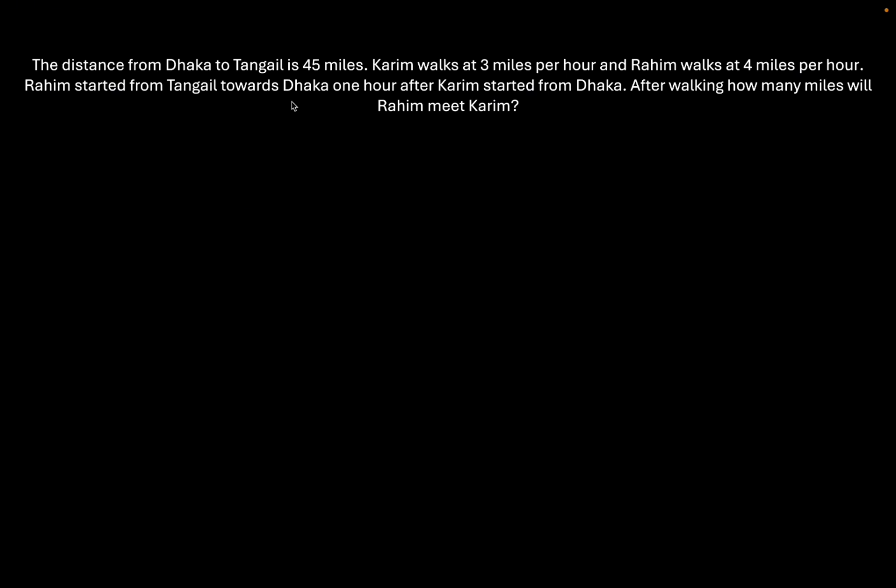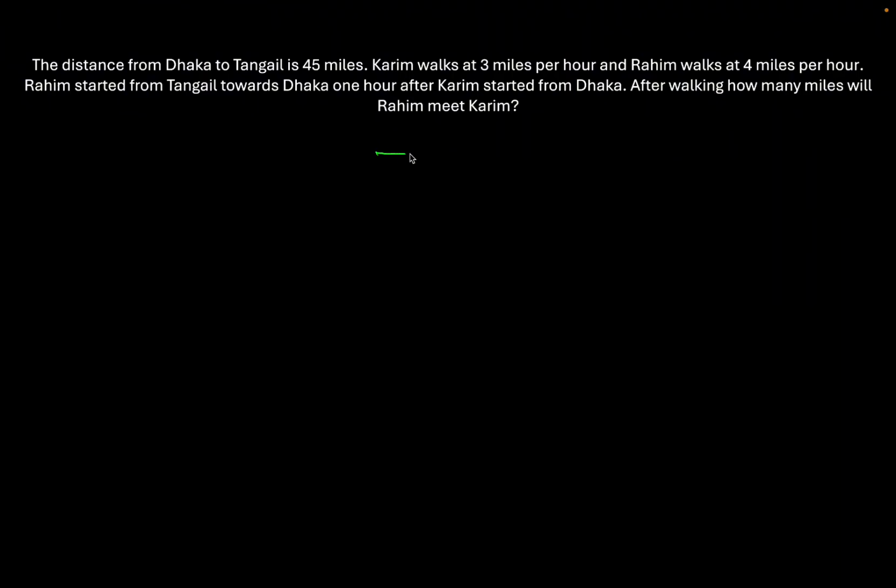So here we are given the distance between Dhaka and Tangail is 45 miles, and the velocity of Karim is given as 3 miles per hour and Rahim as 4 miles per hour. And Rahim started from Tangail towards Dhaka 1 hour after Karim started from Dhaka. So we need to find the distance when Rahim and Karim will meet.